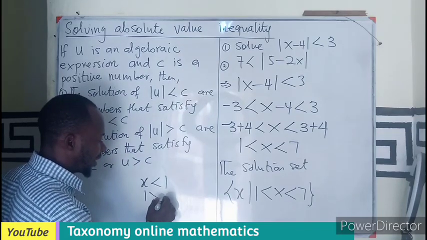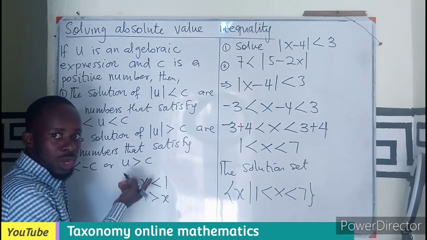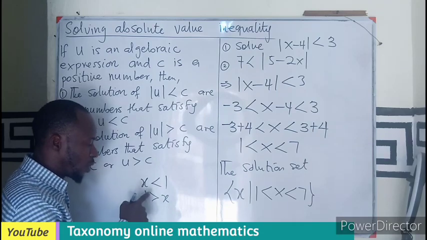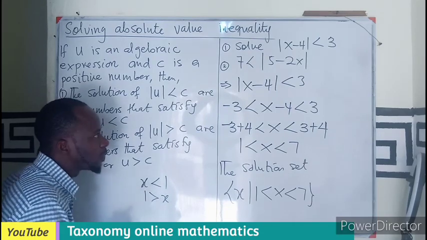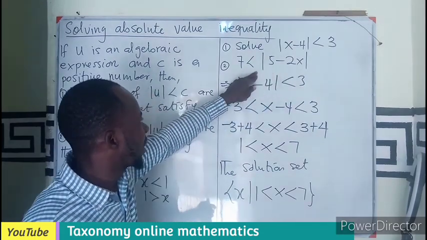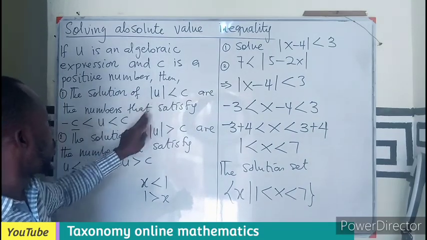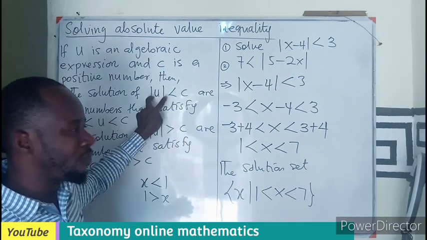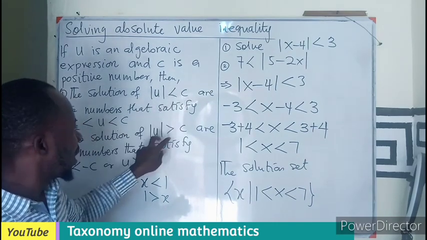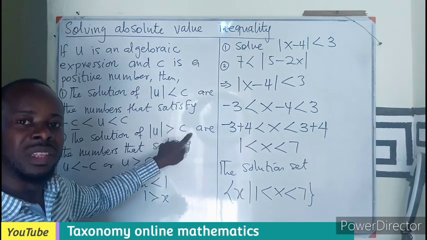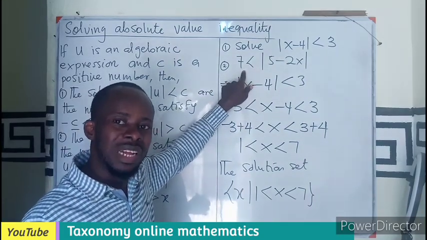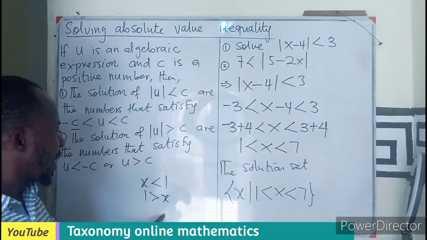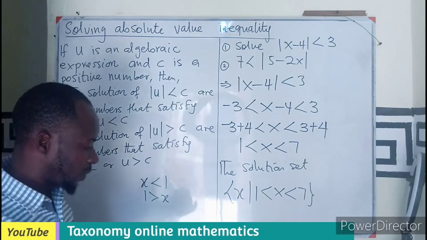1 is more than what? x. These two expressions are true. If x is less than 1, it also means that 1 is more than the x. So you can see that this expression is not in this form nor in this form. We need to have our absolute value before the inequality sign and the constant. Absolute value, inequality sign, and the constant. But I am seeing the constant, the sign, and the absolute value. So I can change that using the definition from here.